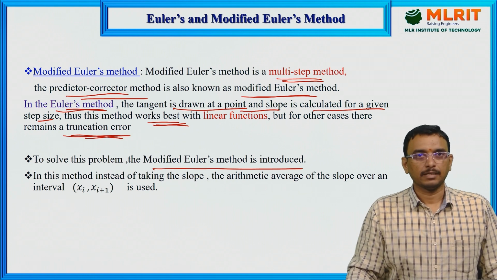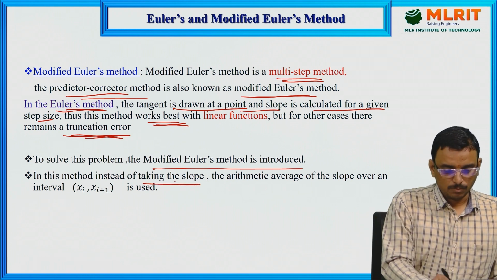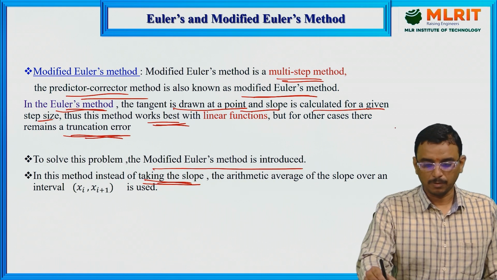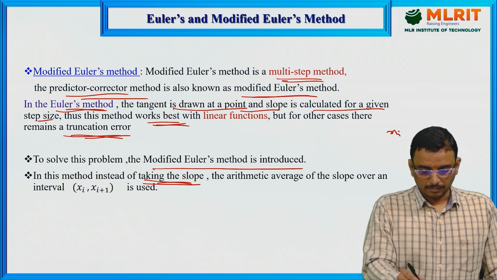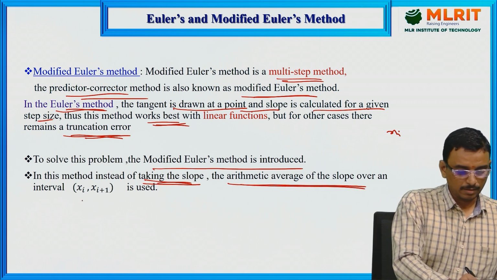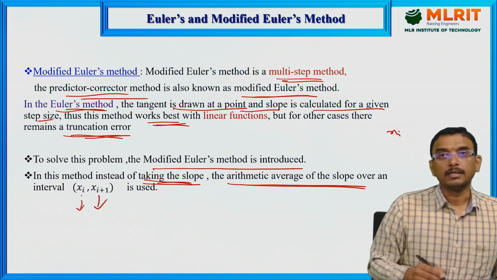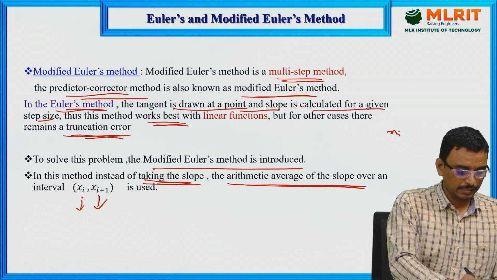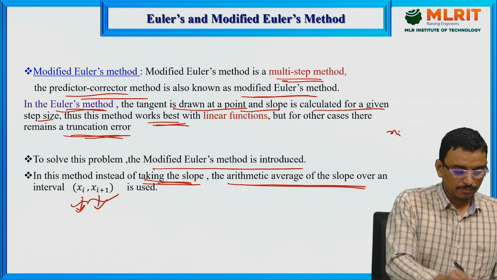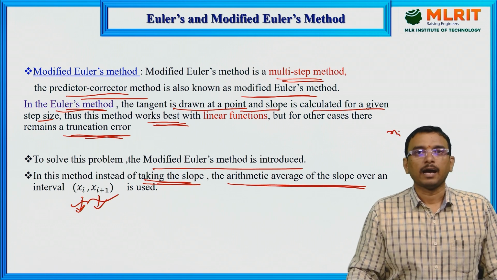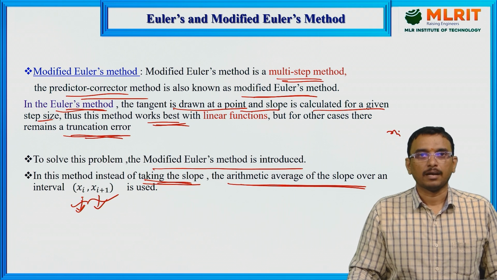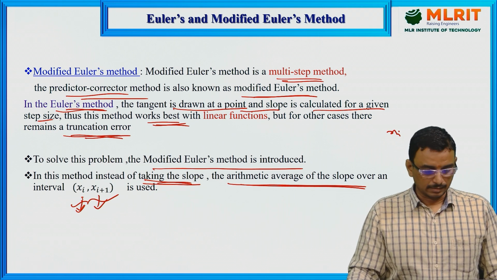So in this method, instead of taking the slope at a single point, in Euler's method we take the slope at one point, xi, but here the arithmetic average of the slopes is taken in the interval xi comma xi plus 1. So in Euler's method we take the slope at one point, that is xi, but in modified Euler's method we are taking the arithmetic average of the slopes in the interval xi comma xi plus 1. So it can be used.